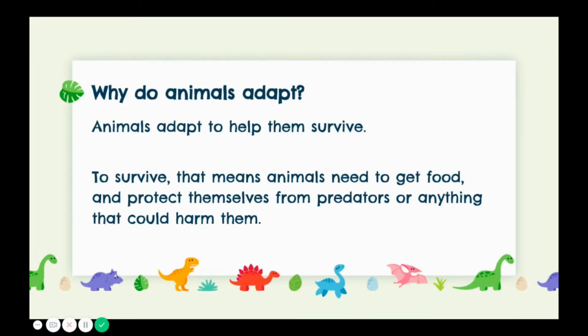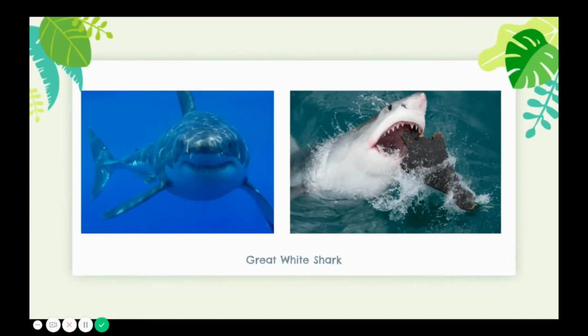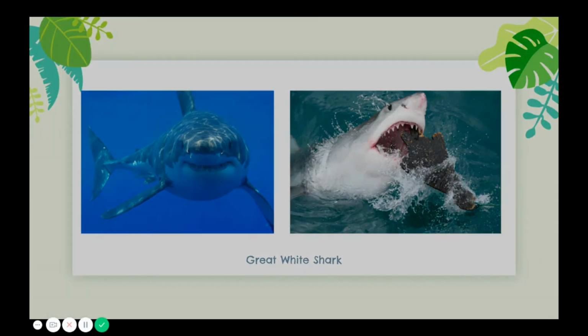So why do animals adapt? Animals adapt to help them survive. To survive, that means animals need to get food and protect themselves from predators or anything that could harm them. An example of an adaptation that helps an animal obtain food is the teeth of a great white shark. Their teeth are very, very sharp, and they have many, many rows of them to help them eat their prey and hold on to them tight while they swim. How's that for an adaptation?